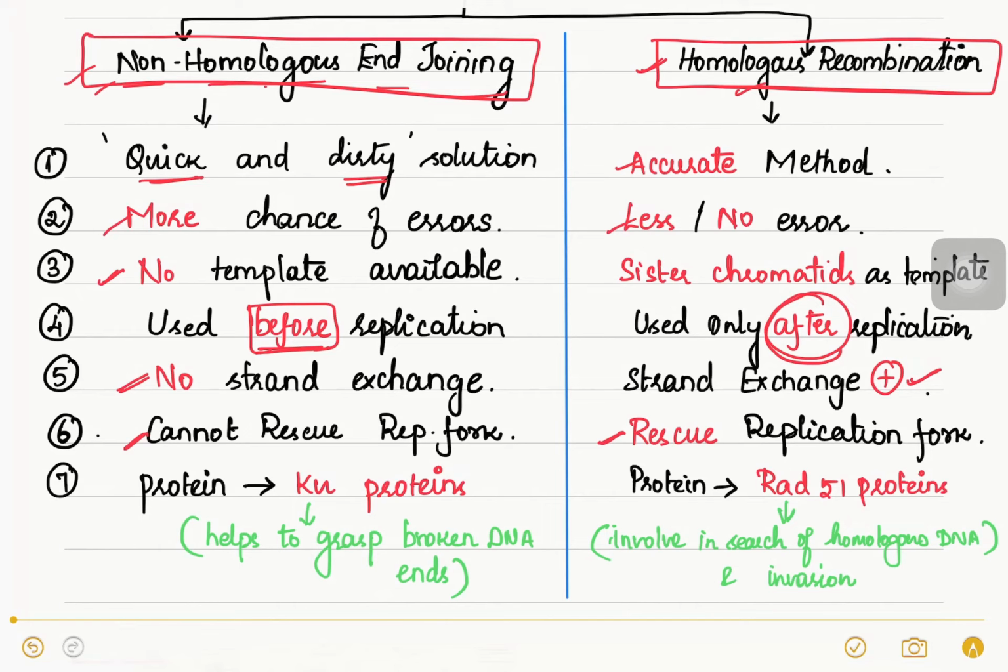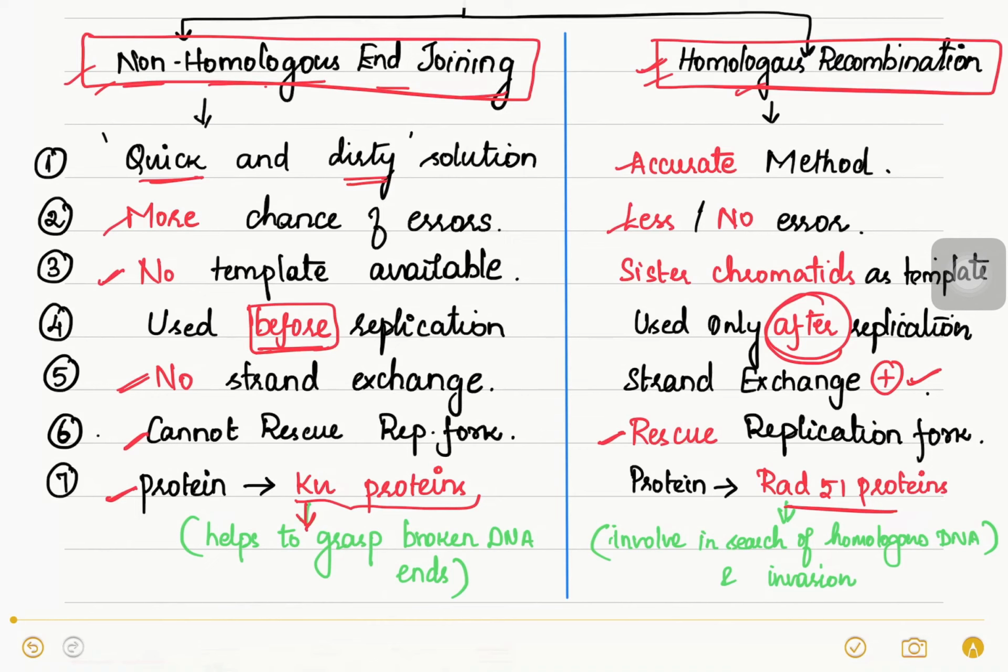But here, even if there is some problem, as I already said, there can be errors with replication that cause damage. In that condition, the problem with the replication is replication fork damage. So that replication fork damage can also be rectified with the help of homologous recombination, but those things cannot be done with the non-homologous end joining method. And the final point, but a very important point, is that the protein used in non-homologous end joining is the Ku protein, and the protein used in homologous recombination is the Rad51 protein.